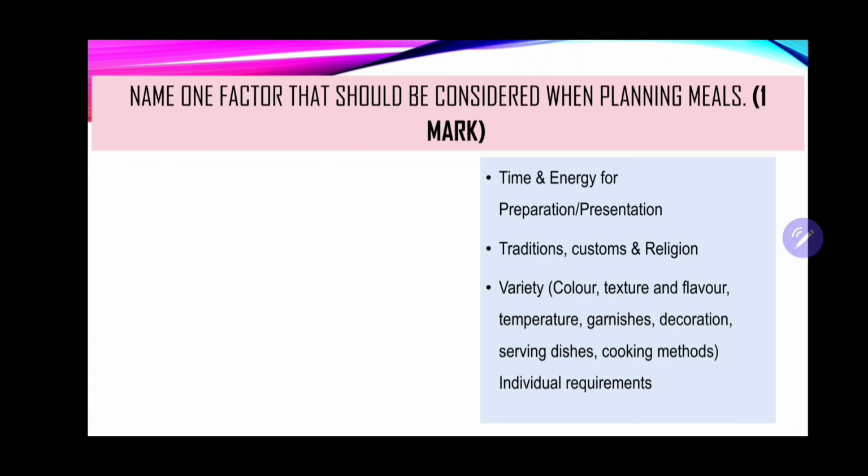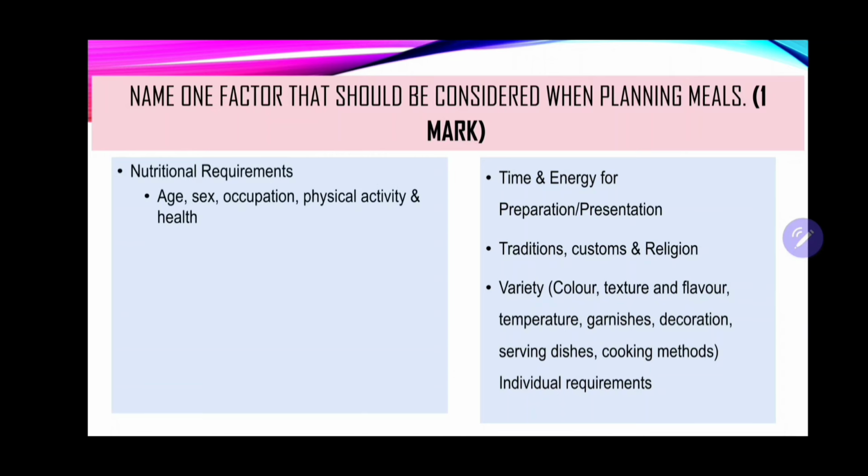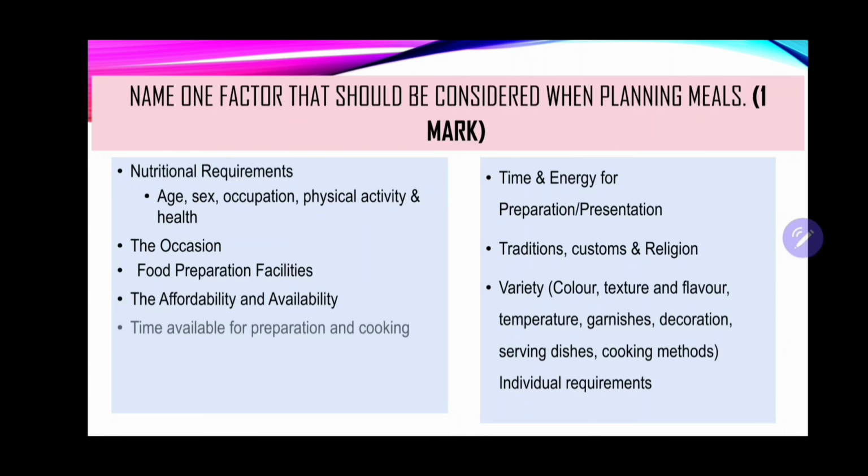Name 1 factor that should be considered when planning meals. And this question is only 1 mark, so it's okay to just name any 1 factor that comes to your mind, but we have quite a few here. So there's nutritional requirements. So we look at age, sex, occupation, physical activity, and health of the person. There's also the occasion, food preparation facilities, the affordability and availability of food, time available for preparing and cooking food, cooking facilities available, time and energy for the preparation.